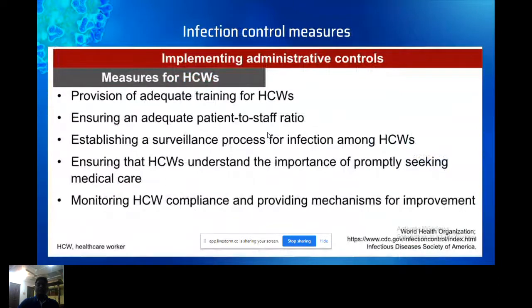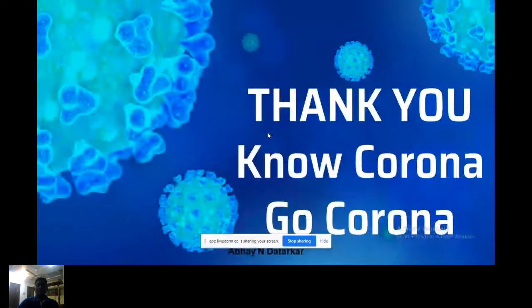Okay. And these are the infection control measures: we should have adequate training of the healthcare workers, and ensure an adequate patient to staff ratio, very important. Initially, I told you, 400 dentistry was there, now recommended is 600 dentistry. So you have to add one more assistant. Okay. So you have to increase the staff. All these things you need to monitor, we need to monitor the healthcare workers' dental health for compliance and provide the mechanism for improvement. Okay. So every day train them, and these are all the administrative policies which we need to follow.